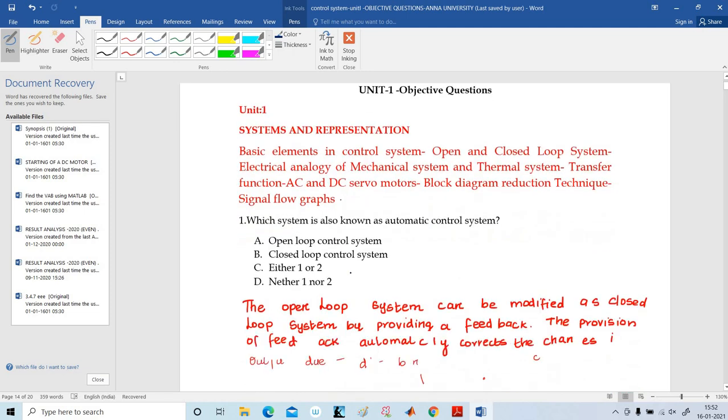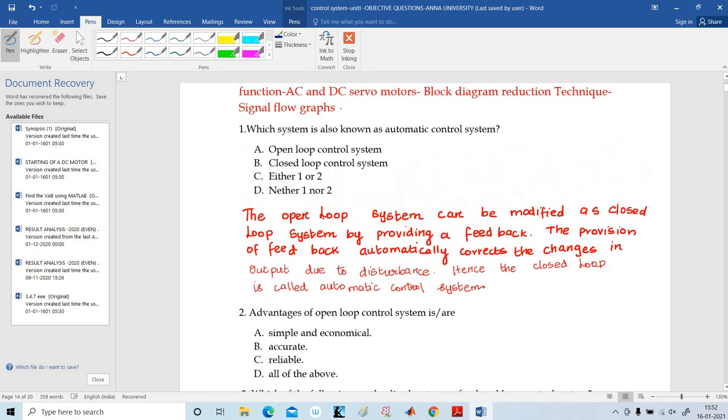Question number 1. Which system is also known as automatic control system? 4 options are given. The open loop system can be modified as closed loop system by providing a feedback. The provision of feedback automatically corrects the changes in the output due to disturbance. Hence, the closed loop system is otherwise known as automatic control system. So this answer, closed loop system, is the correct answer.